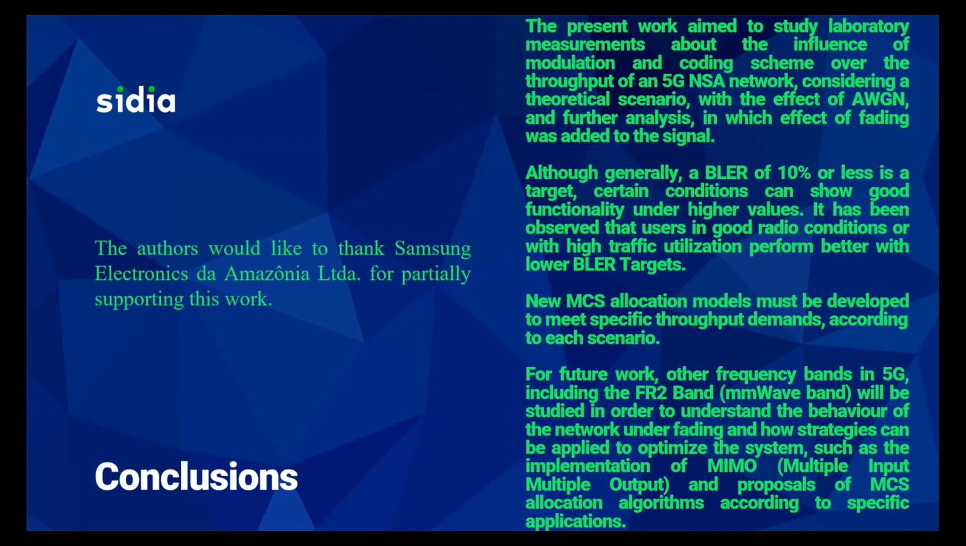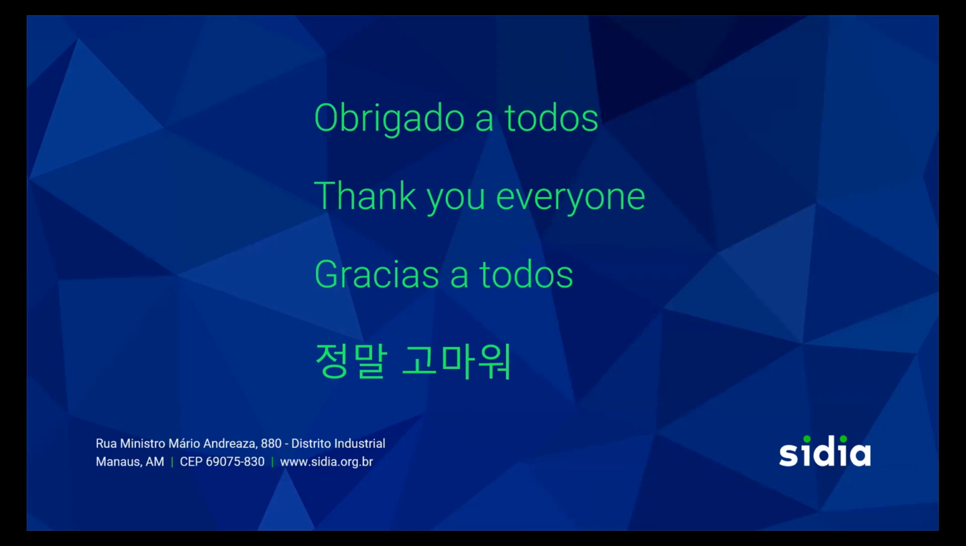A new MCS allocation model must be developed to meet specific throughput demands according to each scenario that we have shown in this study, right? And for future works, other frequency bands in 5G, like the FR2 band, will be studied in order to understand the behavior of the network under fading and how strategies can be applied to optimize the system, such as the implementation of MIMO and the proposal of some MCS allocation algorithms according to a specific application and specific BLER targets.